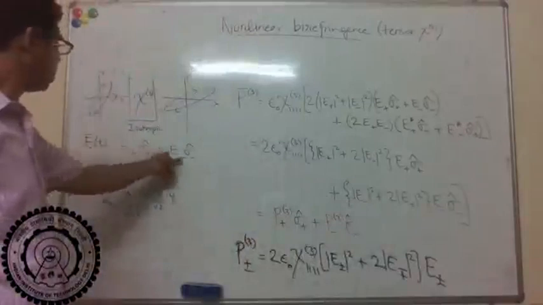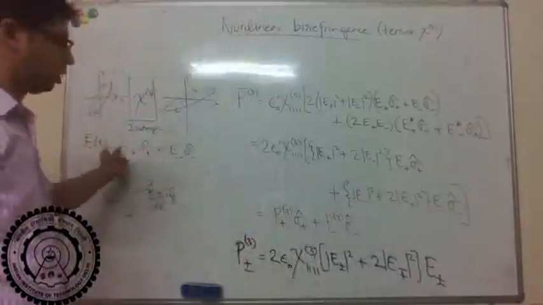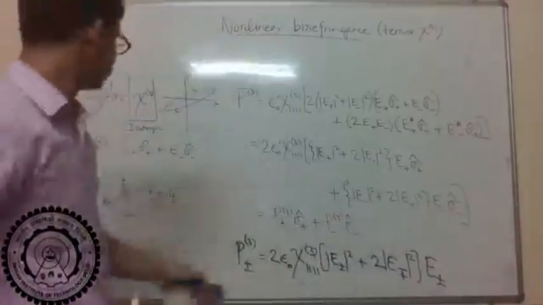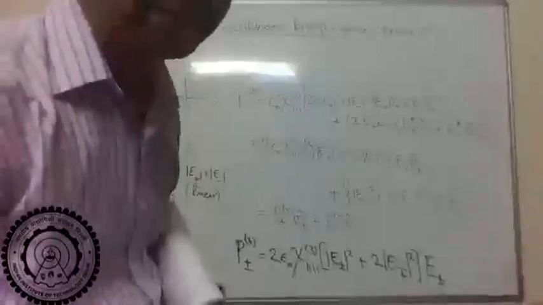If the two circular components have equal magnitudes, or if mod E plus equal to mod E minus, this is linear polarization. Sorry? The video is not visible, sir. Okay, hopefully it's back.